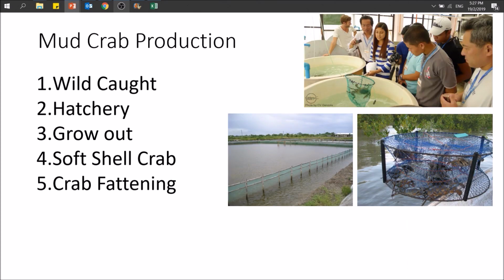There are currently 5 main mud crab production methods, the first being wild catch, the second hatchery, third the grow out stages, fourth soft shell crab, and lastly crab fattening. We will go in depth on the production methods that are currently dominating the market.